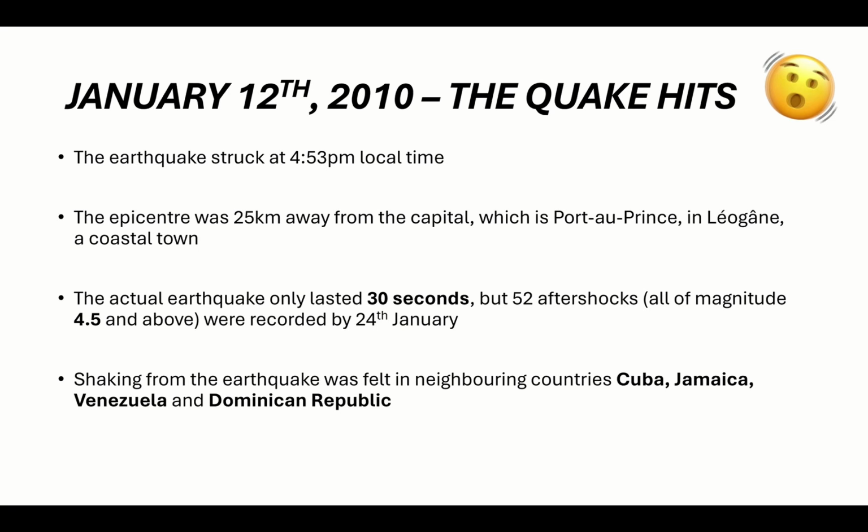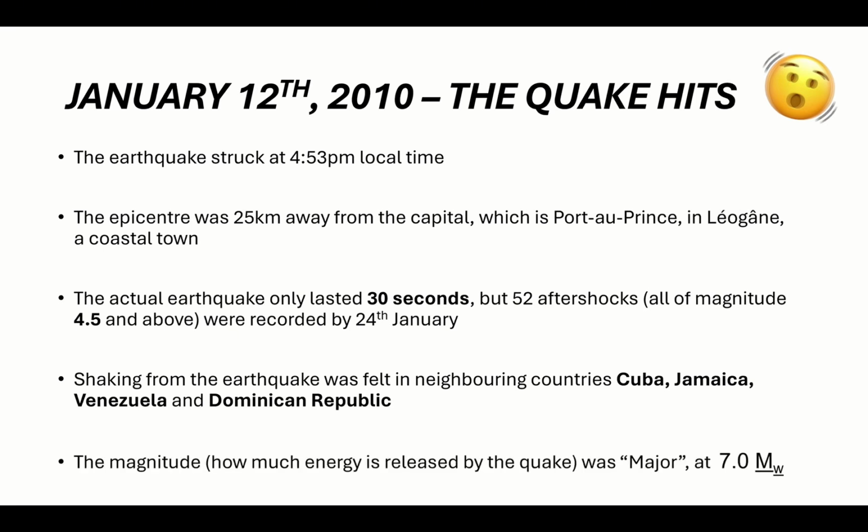So shaking from the earthquake was so strong that it was felt in neighbouring countries Cuba, Jamaica, Venezuela, and the Dominican Republic, which we all saw on the map earlier. The magnitude, which is actually how much energy is released by the quake, was major at a magnitude 7.